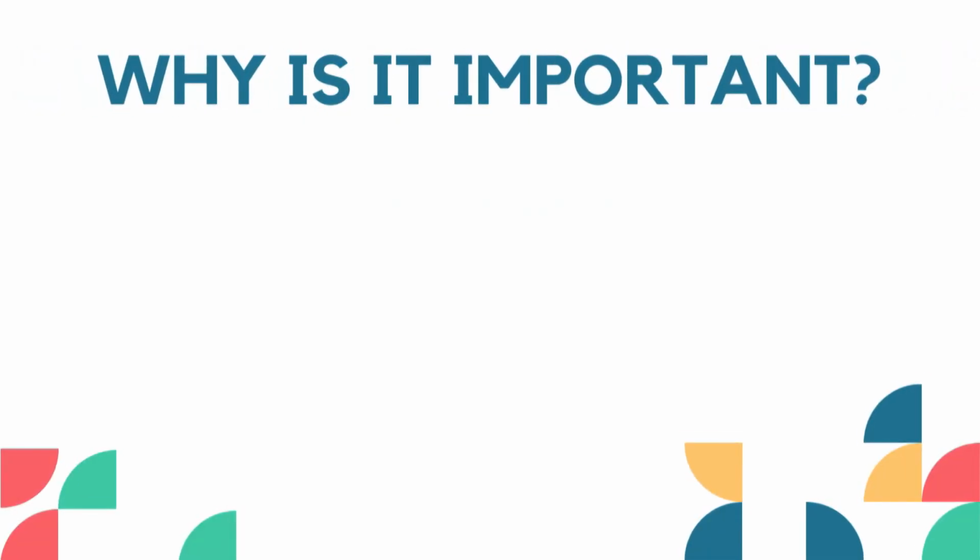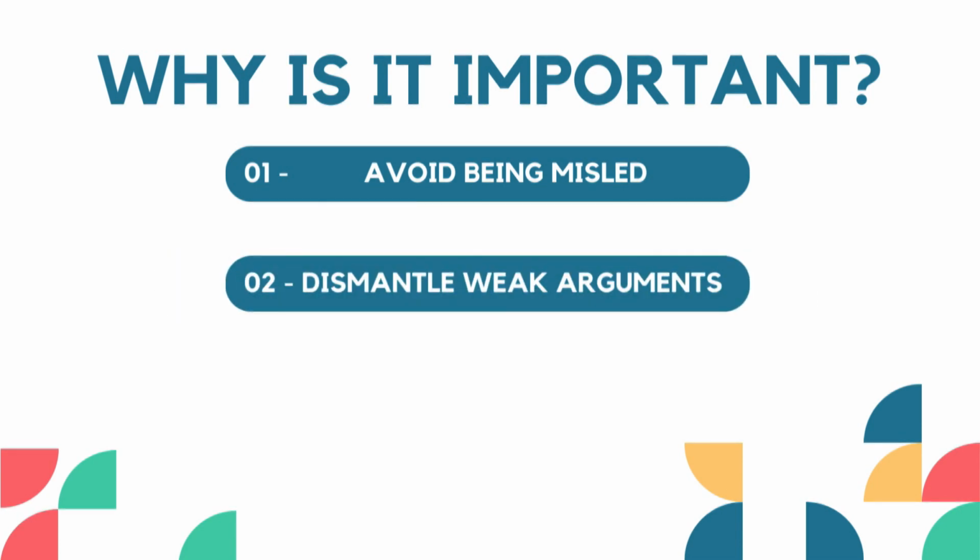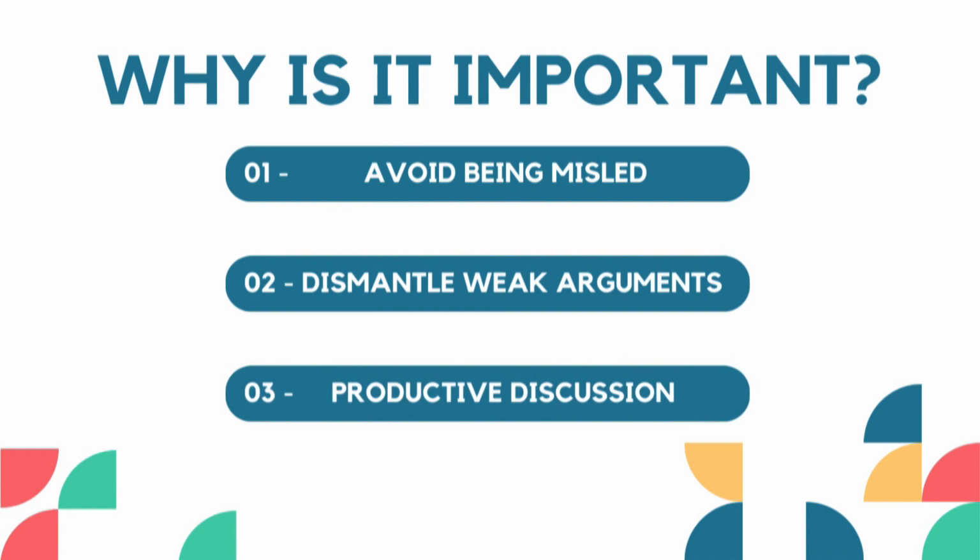Why is it important? It enables individuals to evaluate arguments critically and avoid being misled by flawed reasoning. This skill is essential for effective communication, decision-making, and the development of sound arguments. By identifying fallacies, one can dismantle weak arguments, clarify misunderstandings, and foster more rational and productive discussions.